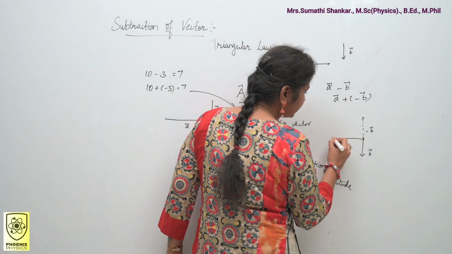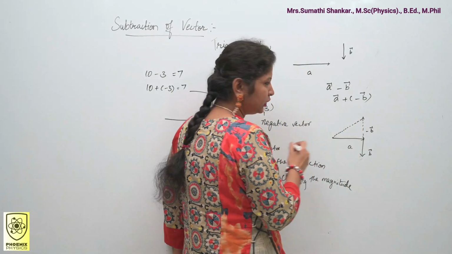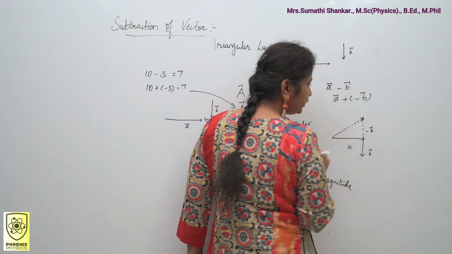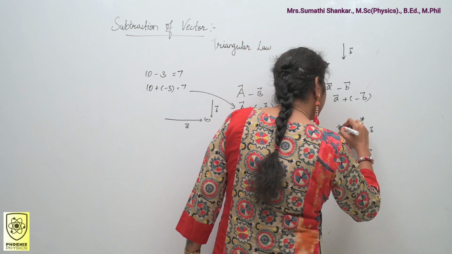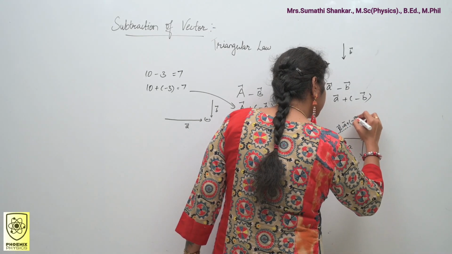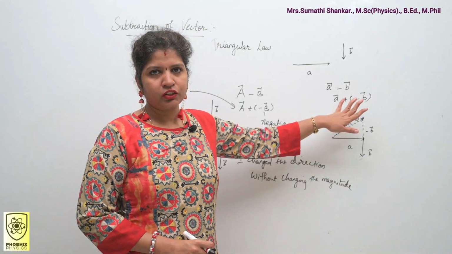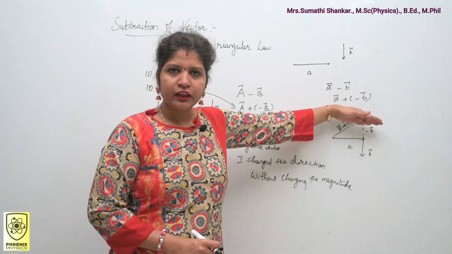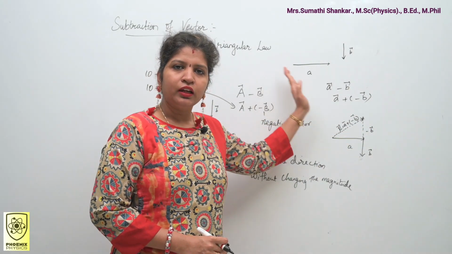The resultant vector will act on the third side of the triangle. It is taken in the reverse order. So reverse order, R is equal to A plus minus B. This is the triangular law of subtraction. Just take the negative vector and add it to the first vector, and you get the resultant vector.